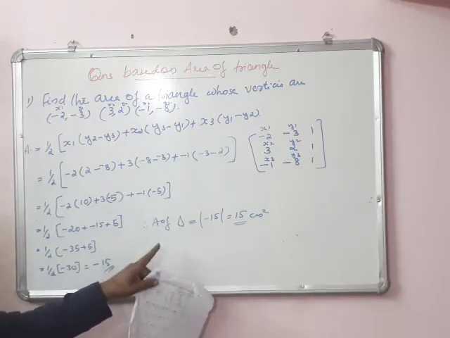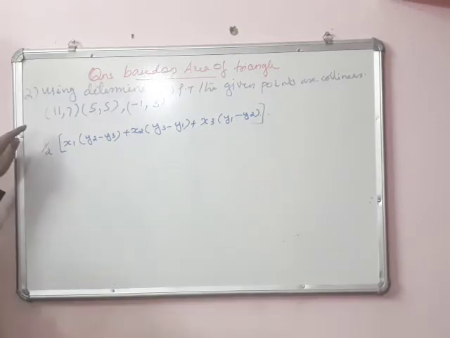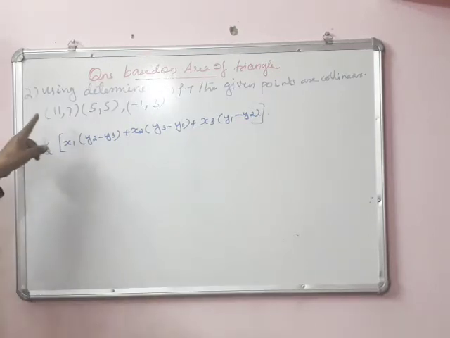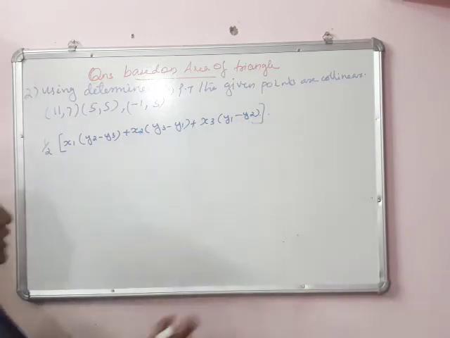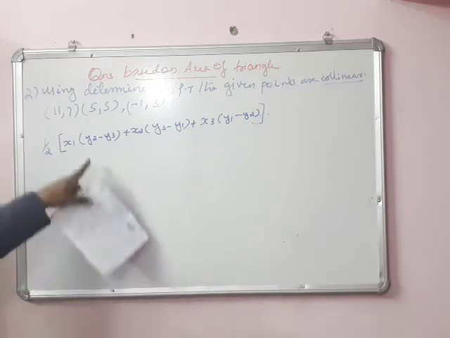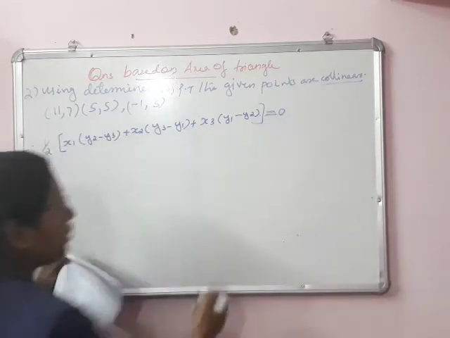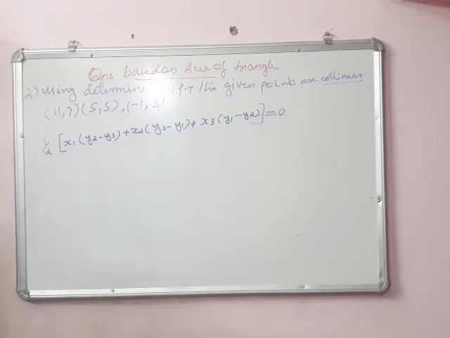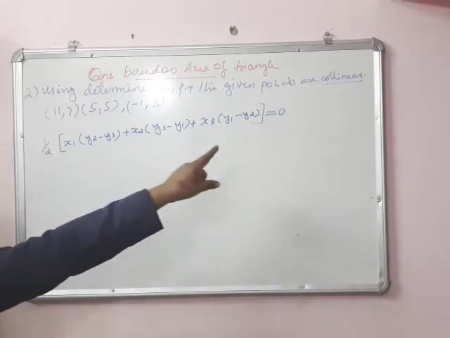Okay, do it in your notebook. Next, another question. The second question is, using determinants, prove that the given points are collinear. What is the meaning of collinear? Collinear means the determinant of this, that is this formula, is equal to 0. In 10th standard we already studied that. When this is equal to 0, that is collinear.